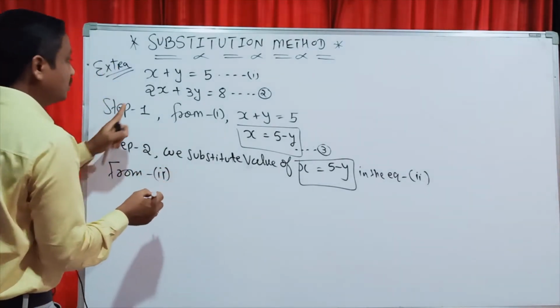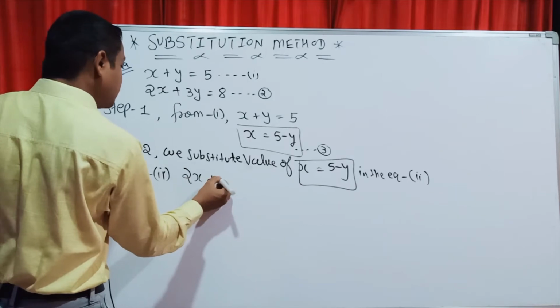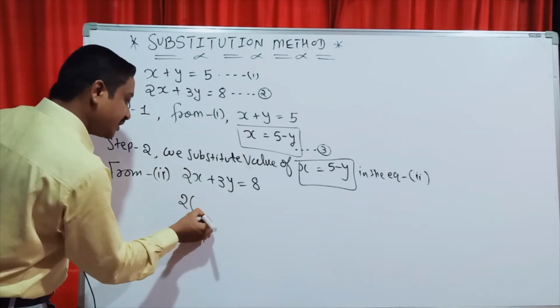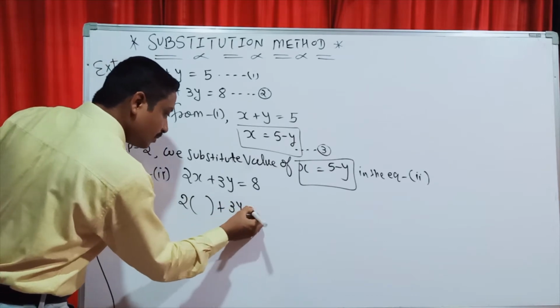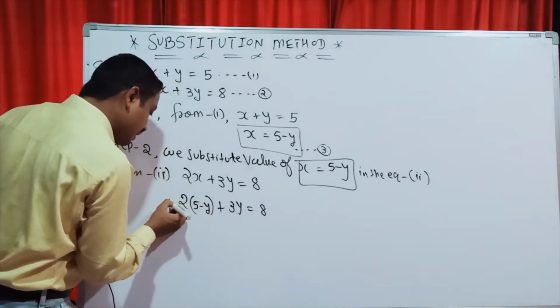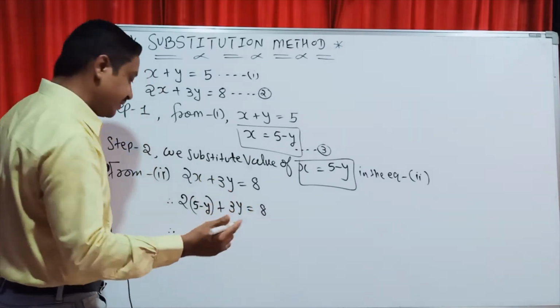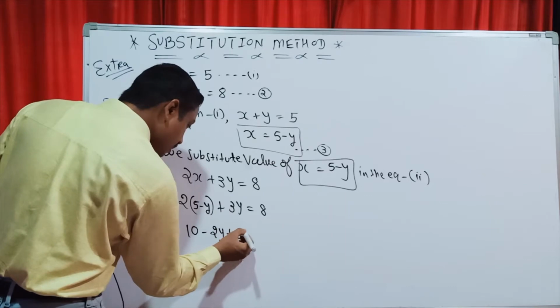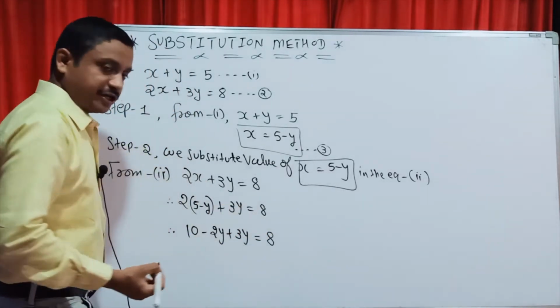What is the from 2? Here from 2 equation, 2x plus 3y is equal to 8. Here apply your x value. Yes students, this x value 5 minus y, and calculate by easy way. It is 10, 2y, 3y and is equal to 8.